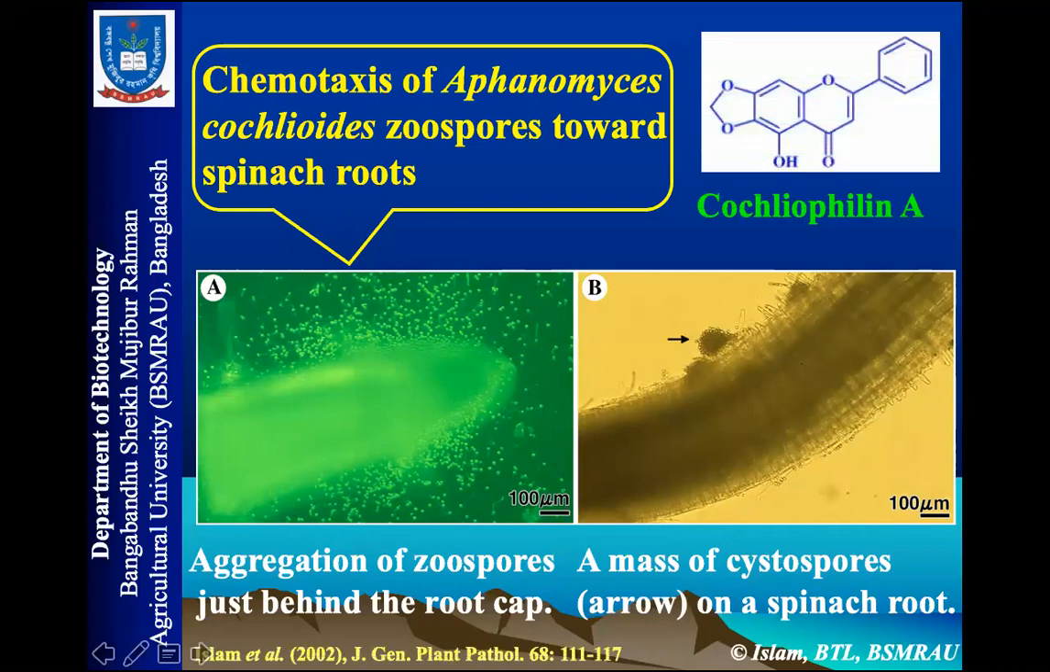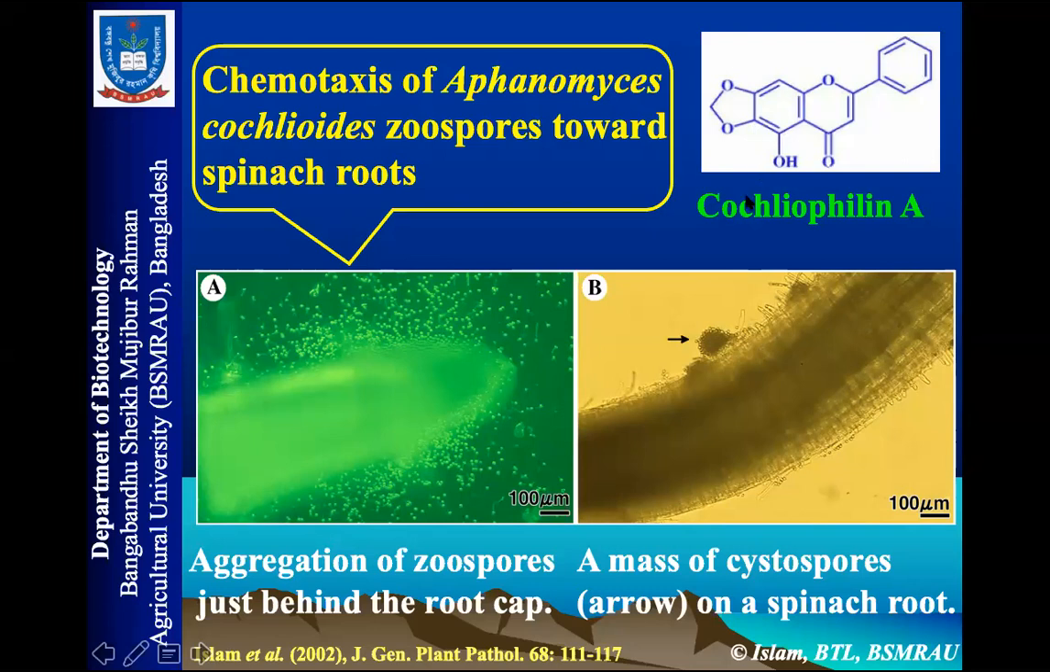And interestingly, we discovered this compound. This is a very interesting compound, you see, cochliophilin A. Here it is a flavone, with A ring, B ring, and C ring. Here you see this ring is completely unsubstituted, with only a 5-hydroxy group. It is produced in sugar beet, spinach, and a few other members of Chenopodiaceae. When we found this phenomenon in the microscope, it triggered us to discover this compound. By using 23 kilograms of dried roots, we obtained 1.2 milligrams of this compound.